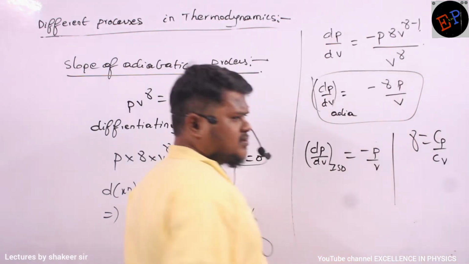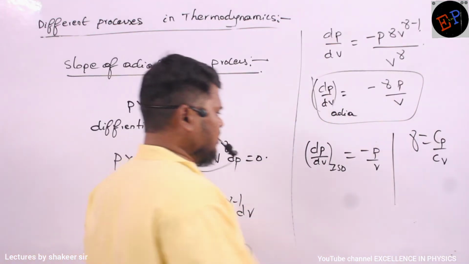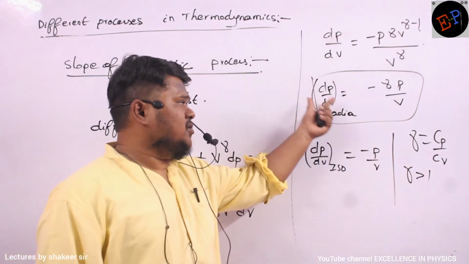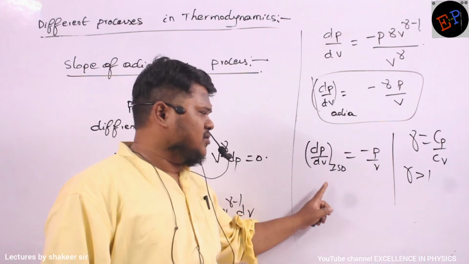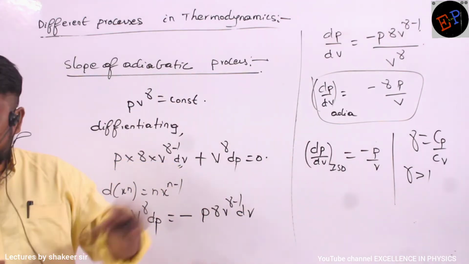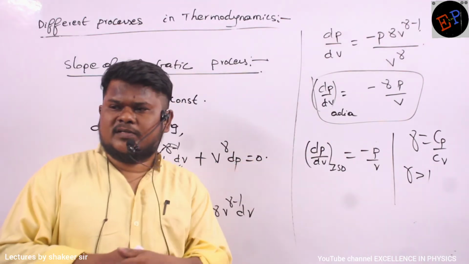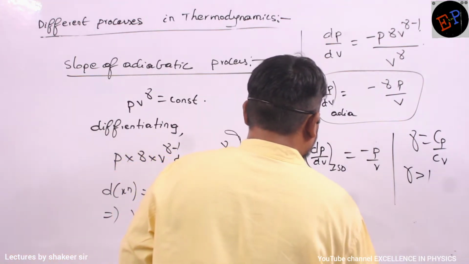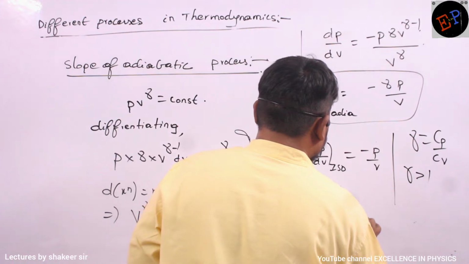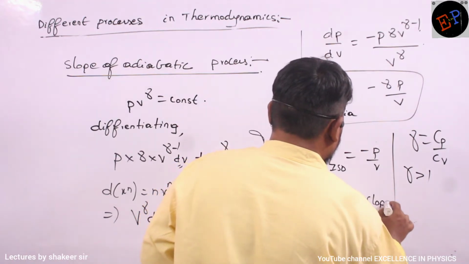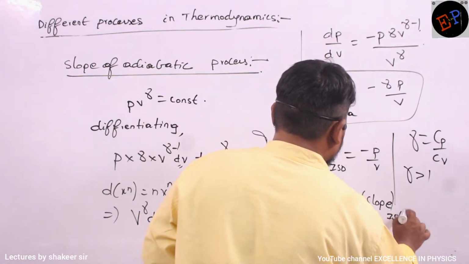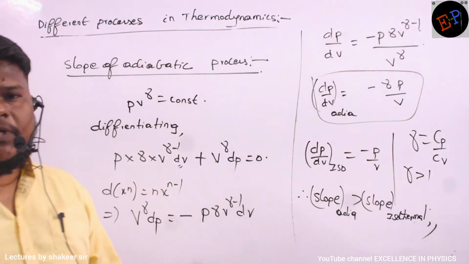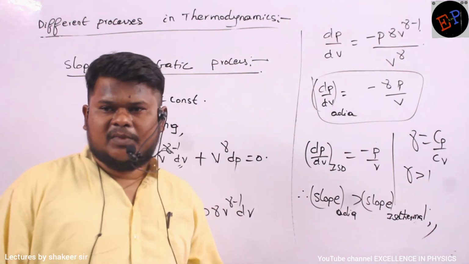Cp is always greater than Cv, no? So gamma is always greater than 1. If gamma is always greater than 1, it means the slope of the adiabatic process is always greater than the slope of the isothermal process. It is a negative slope, but still magnitude-wise it will be greater. Therefore, the slope of the adiabatic process is always greater than the slope of the isothermal process.